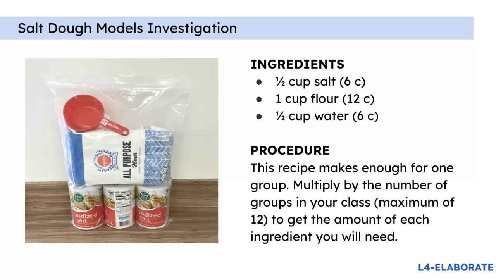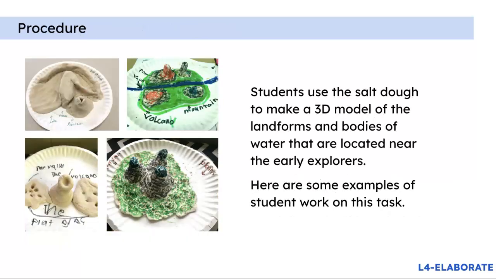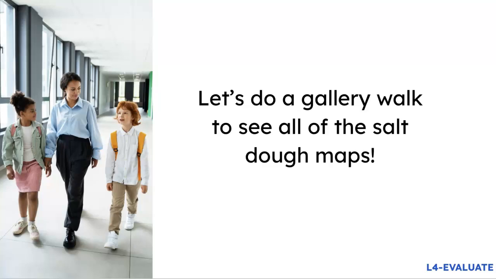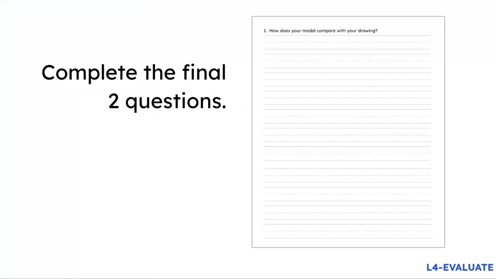For the Elaborate portion, you'll set up the Salt Dough Models activity. Students will work in groups to make a 3D model of landforms and bodies of water they included on their maps. For the Evaluate, you'll have students complete a gallery walk to see each group's Salt Dough maps. You'll have student groups work in pairs to review each other's models and give feedback. You'll also have students complete the final 2 questions on the Mapmaker's Student Journal page.